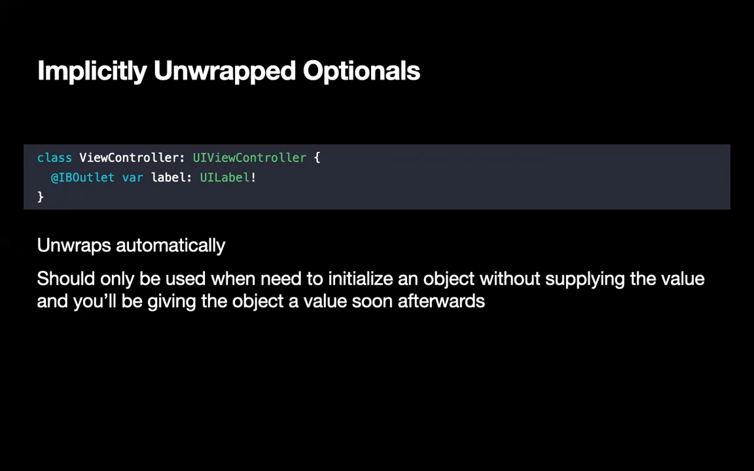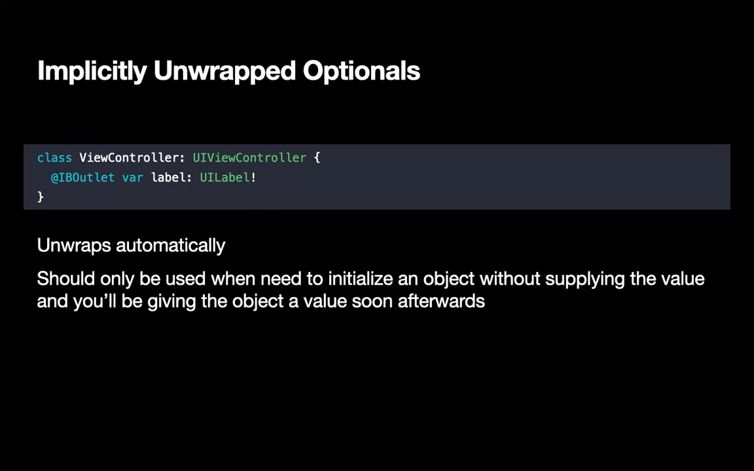Now, if you are the developer of this class, you would know that anytime a view controller is created and presented to the user, there will always be a label on the screen because you added it in the storyboard. But in iOS development, the storyboard elements aren't connected to their corresponding outlets until after initialization takes place. Therefore, label must be allowed to be nil for a brief period.